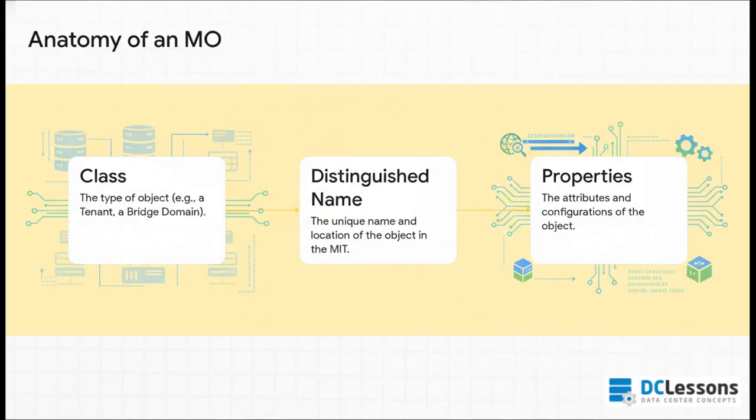So every one of these managed objects, these MOs, has three main parts you need to know about. First is its class. The class just tells you what kind of thing it is. Is it a tenant? Is it a bridge domain? Next is the distinguished name, or DN. This is its unique address, its exact location in the tree. It tells you where it is. And finally, you have its properties. These are all the attributes and settings for that object. Things like its name, a description, maybe a VLAN ID. That tells you how it's configured.